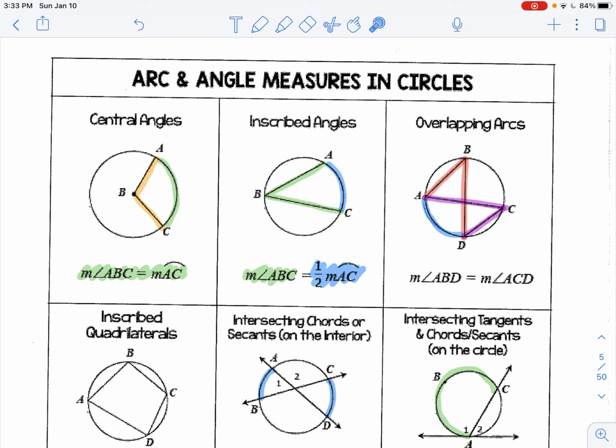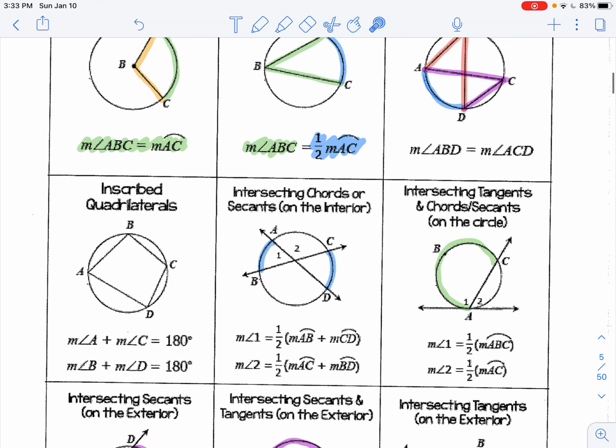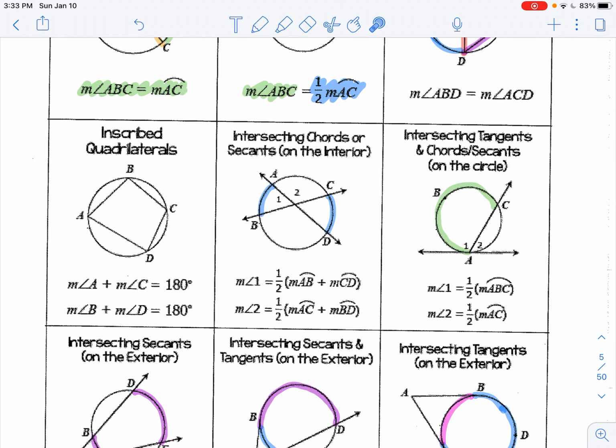In this next box, it takes a look at overlapping arcs. So the measure of angle ABD, that's this guy highlighted in red, equals the measure of angle ACD, that's this guy highlighted in purple, because they intersect the same arc. So their measures are the same.